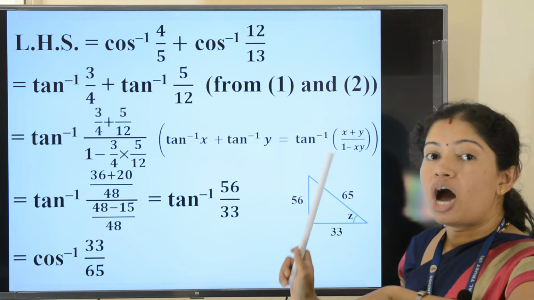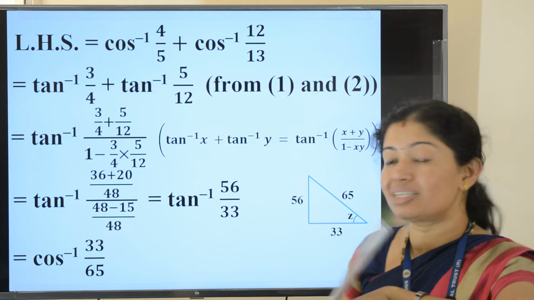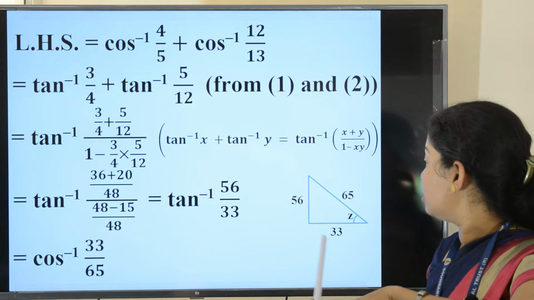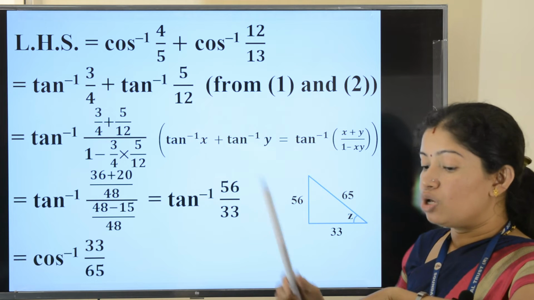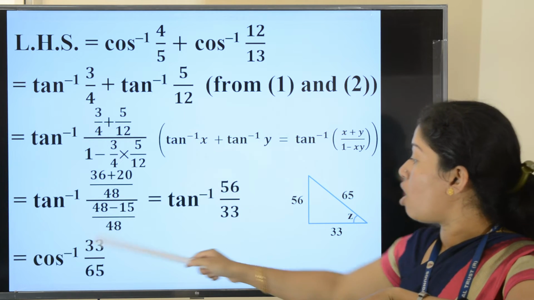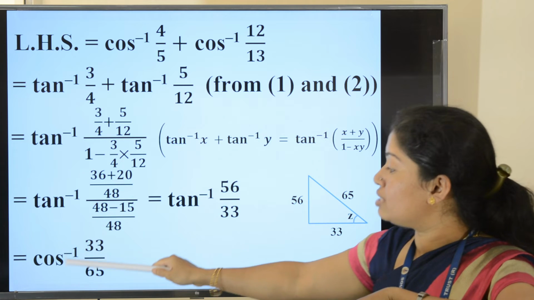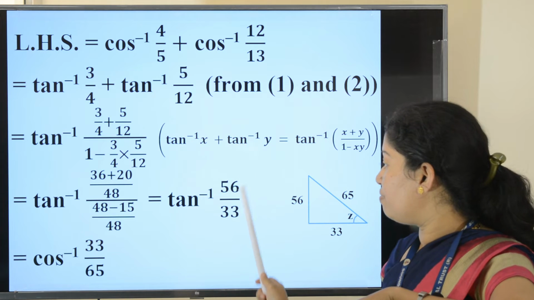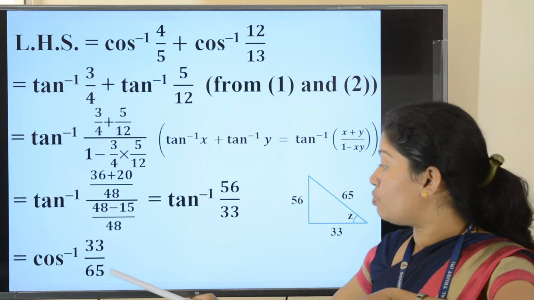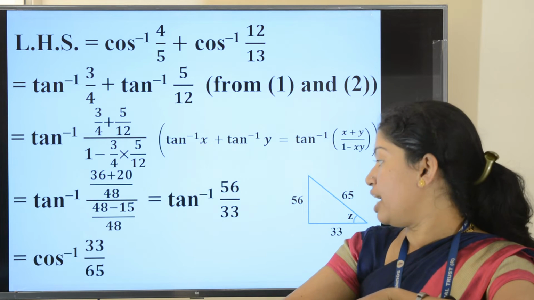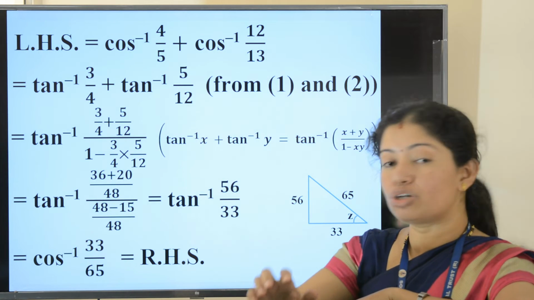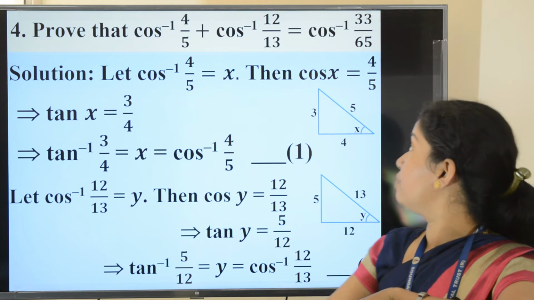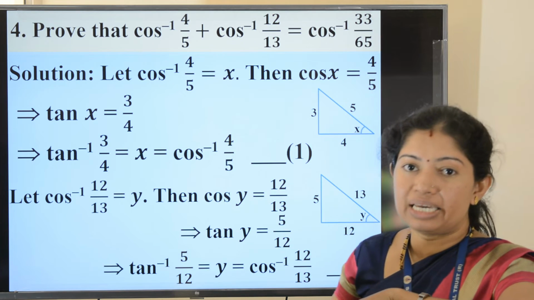So once you get the hypotenuse, you can find what is cos z. Cos z will be adjacent by hypotenuse, that is 33 by 65. So z is given by cos inverse of 33 by 65, which is the same as tan inverse of 56 by 33. So this one what we got is nothing but our right hand side, cos inverse of 33 by 65, which you can see in our previous slide. We got cos inverse of 33 by 65.